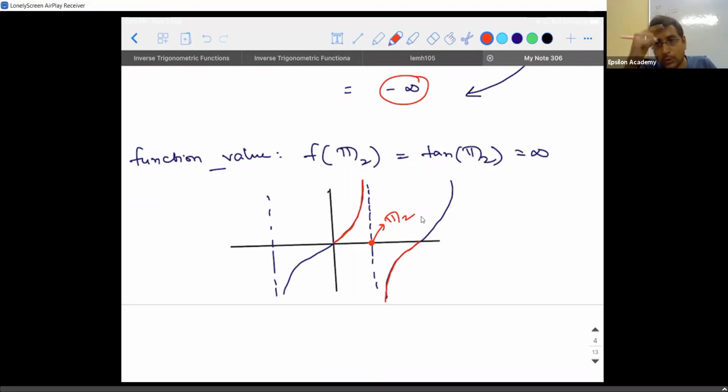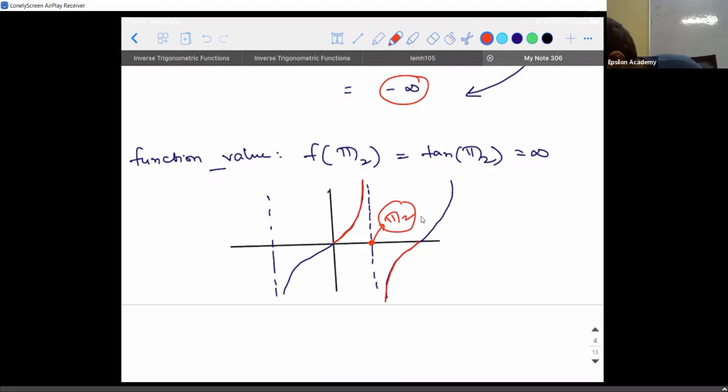Okay, and if you do a back trace of how this is applicable in functions, you can say that pi by 2 is not a value in the domain because it is generating infinity. What does domain state? All input values for which you get a finite output. But tan pi by 2 is generating infinity. That is why it is not a part of the domain also. Clear? Understood, sir.